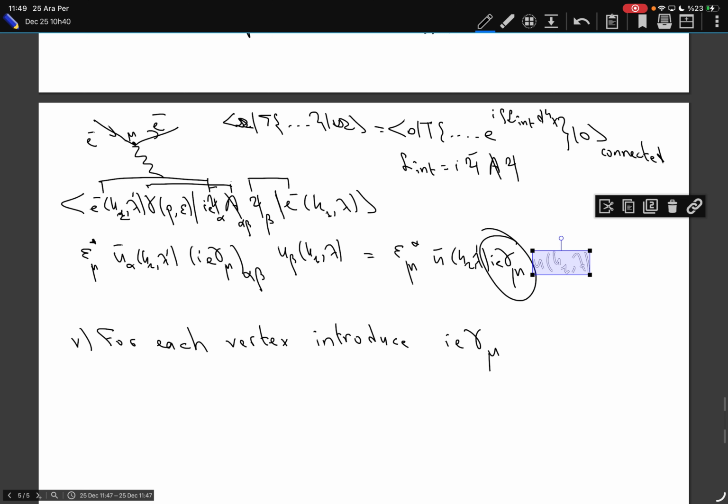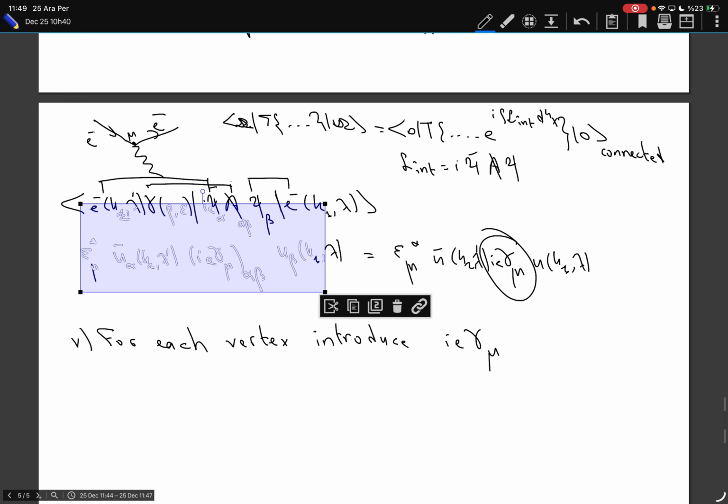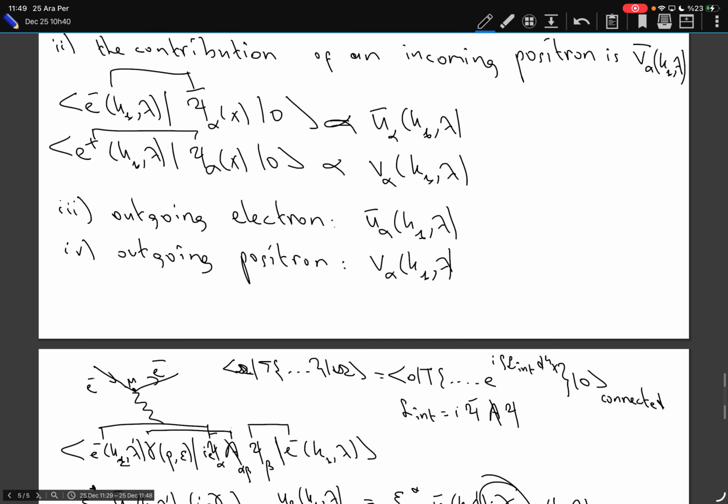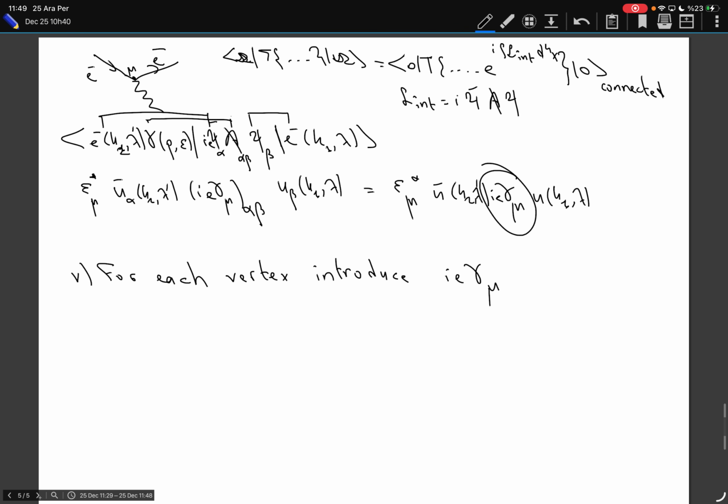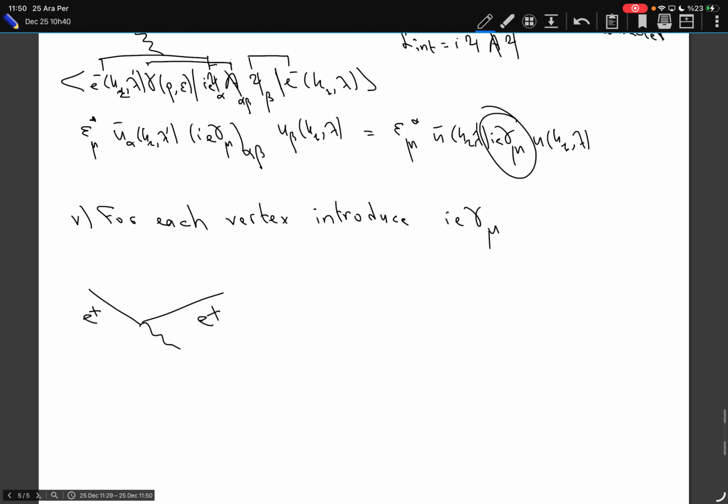If you follow this prescription, go to the end of the fermion line and trace back, you get these matrices in proper order for a matrix product. If you are not sure, just write in terms of indices, as I have done over here, and you will again get the correct expression. Let me also repeat the procedure for positrons. So I have an e plus.